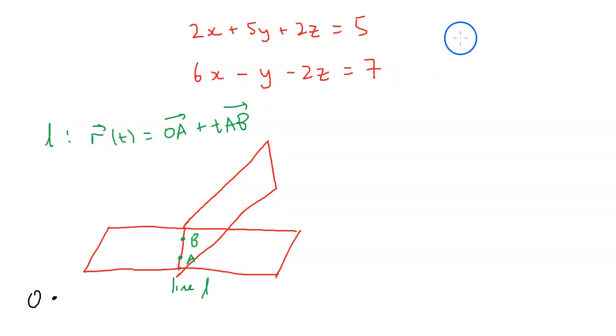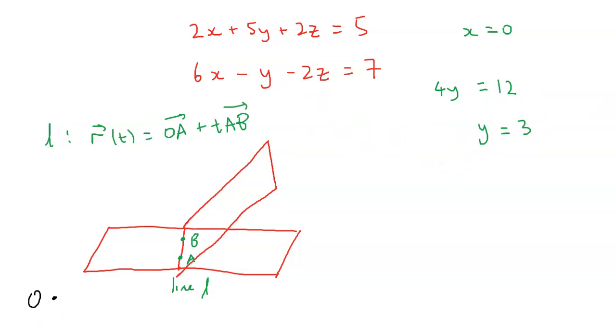I'm going to choose x, and I'm going to say let x equal 0. Then if x equals 0, we have that 5y plus 2z equals 5, and minus y minus 2z equals 7. So we can find y and z by simply adding these two equations together. Adding those together, we get 5y minus y is 4y, and then 2z minus 2z is 0. So 4y is equal to 7 plus 5, which is 12. And so we have that y is equal to 3.